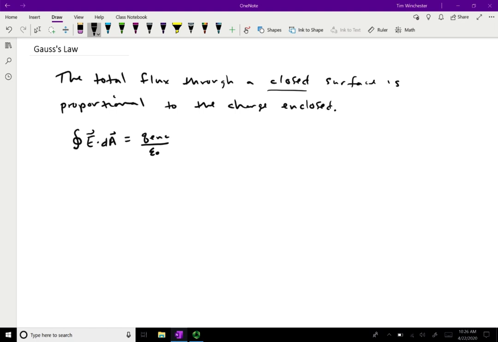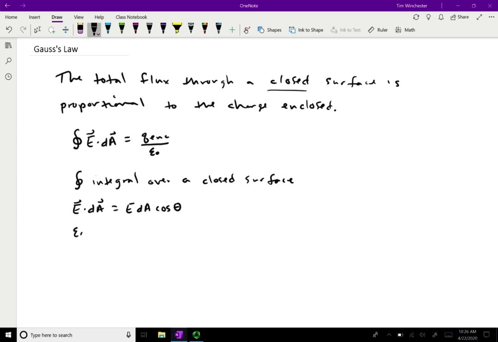So again, this indicates that it is an integral over a closed surface. It's not really necessary to include the little circle. It's just a reminder about that part of the rule. The E dot dA is the flux. And specifically, E dot dA is E times dA times cosine theta. Okay, so the angle matters here. It's important not to forget about that part.